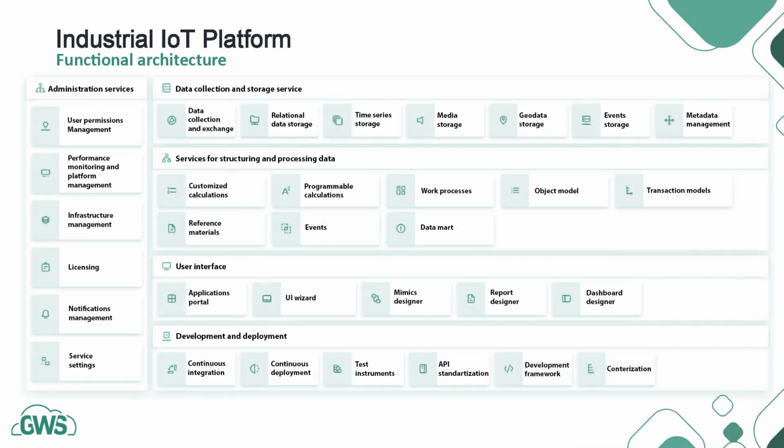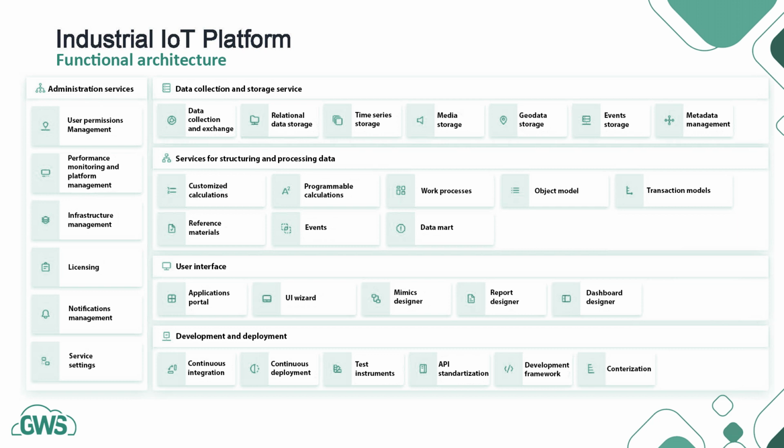Technically, the platform is developed using principles of microservice architecture, and its services are divided into 5 functional groups. First group is data collection and storage services. Second group is structuring and data processing services. Third group is UI services. Next group, administration services. And the last group is deployment and development management. Let's talk more about each functional group.